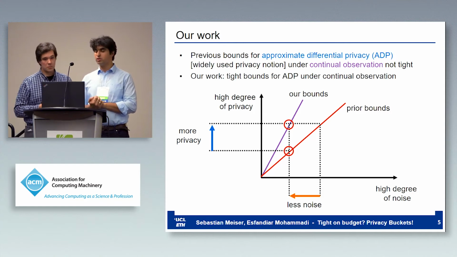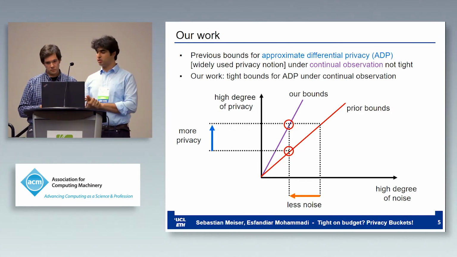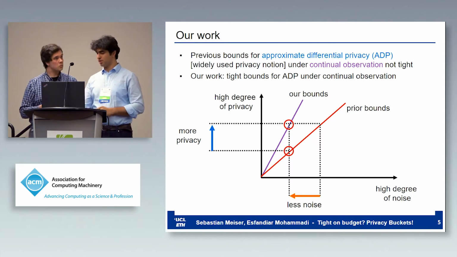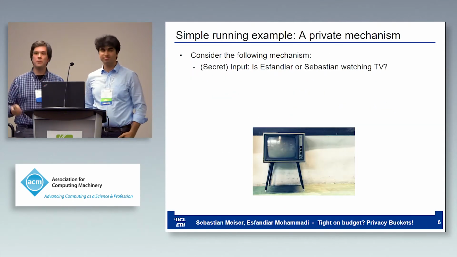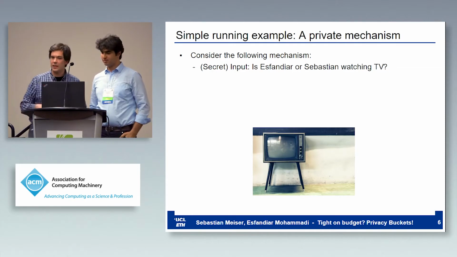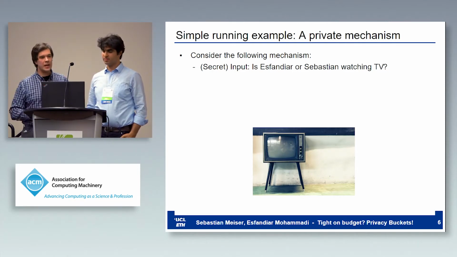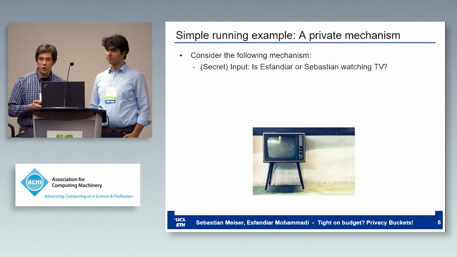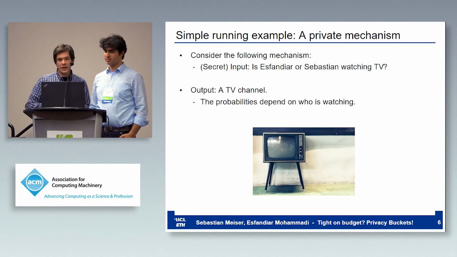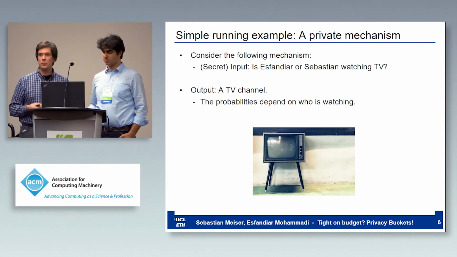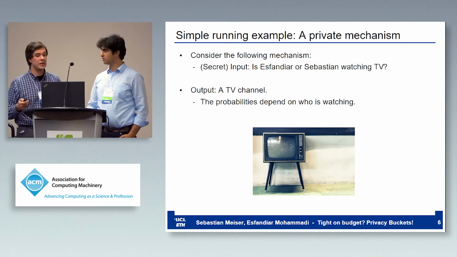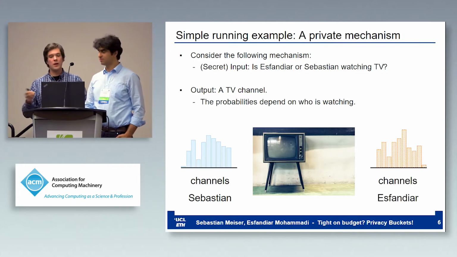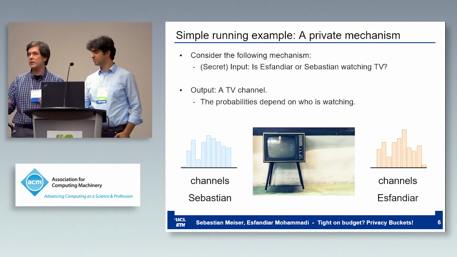So we give tighter bounds for approximate differential privacy under continual observation. We introduce a numerical approach, and let's talk about that. Let's use a very simple running example, not too complicated. Say there's a TV, and a mechanism just outputs the channel that's being watched. What you want to figure out is whether Isfandia or I am watching. So there's a probability distribution over channels for me and a different one for Isfandia. I think for this talk we can use that as a running example.